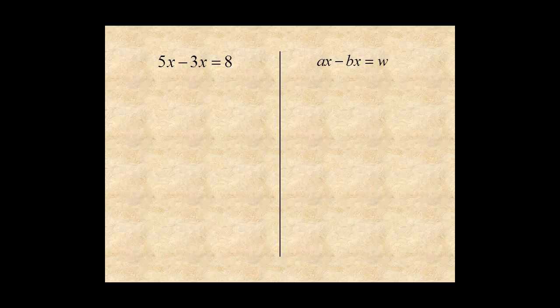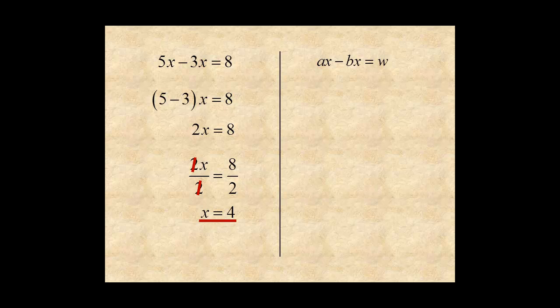Here are examples of equations where you have to combine like variable terms before solving. On the left, to combine 5x minus 3x, subtract 5 minus 3 for 2x. Then divide by 2 for the solution x equals 4.